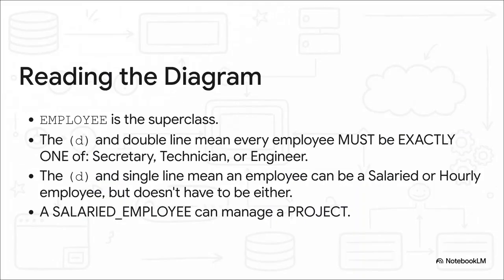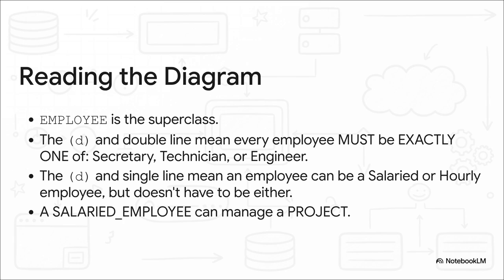So let's actually read the story this diagram is telling us. It all starts with the employee superclass right at the top. Now, if we follow that branch down to the left, we see a circle with a D and that double line coming out. Remember the cheat sheet? D means disjoint, double line means total. So that tells us that every single employee must be exactly one of these three things: a secretary, a technician, or an engineer.